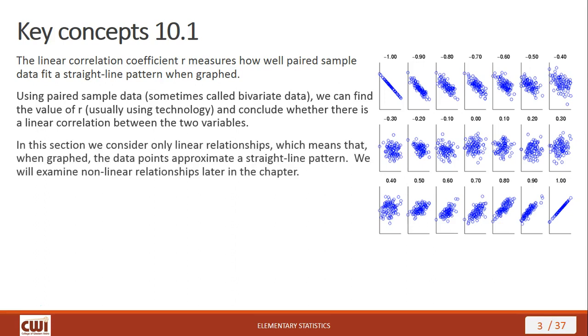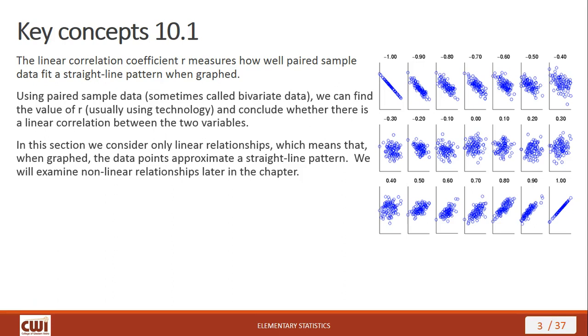Now, keep in mind that when we're looking for correlation between two sets of variables, which we're going to be using paired sample data for, we're only going to be considering linear relationships. So if the points, when you graph them, approximate a different type of pattern, you could actually make a model based on that different type of pattern with that data. However, we're only going to start with the linear relationships, so that's all we're going to look at. So we're going to look at linear correlation.